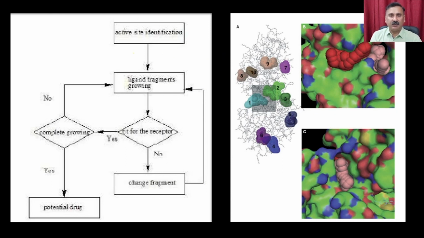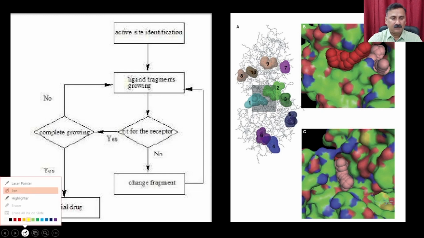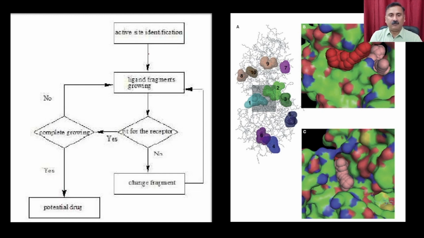Okay, so in this, you're first going to identify the active site. For example, this is the active site that you have designed, and you found that there are some functional groups present in this. These functional groups are very crucial for the receptor to bind, right? For example, these are the groups. Now you're going to prepare ligand fragments, so you're going to put a ligand fragment like this.